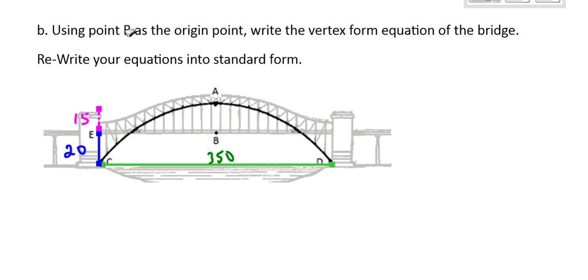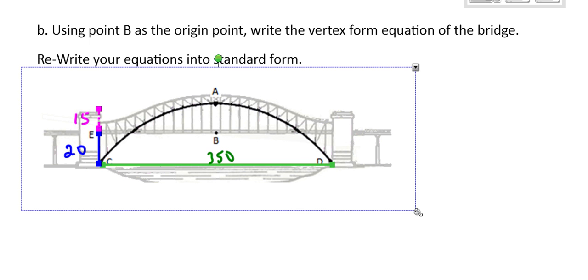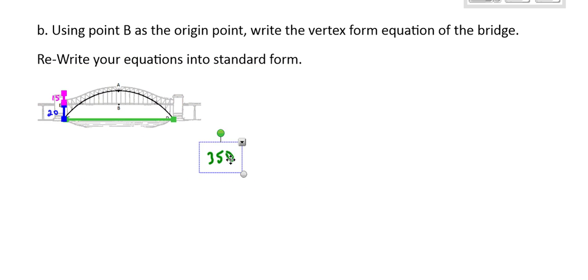Now I need to redo this question, but now we want to use B as the origin point. So think about what that would mean. So now I want this point here to be the center of my xy axis. So think about how that would move things and shift it. Obviously my vertex is not at 0, 0 now. So let's shrink this a little. Oops. Hey, little guy. I can move too. And let's try to redraw this.